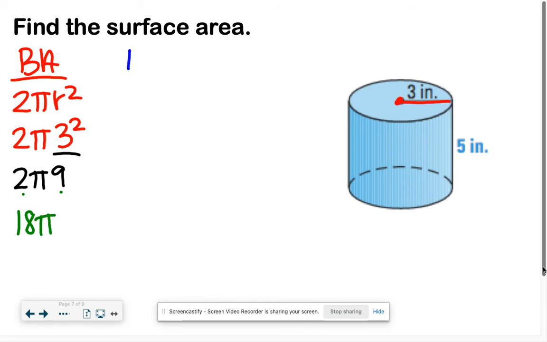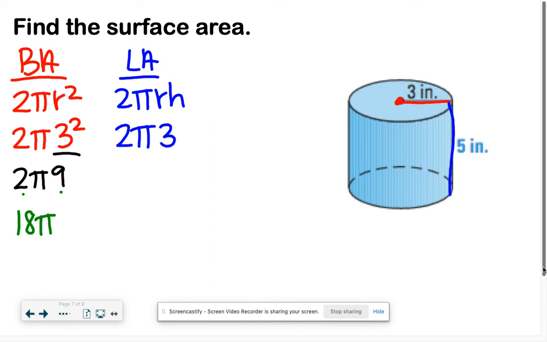Now let's find our lateral area. 2 pi r h is what we're plugging into. Let's see here. 2 pi. Our radius is 3. And our height is 5. Now we're going to simplify a bit. 3 times 5 is 15. Keep simplifying. 2 times 15 is 30 pi.